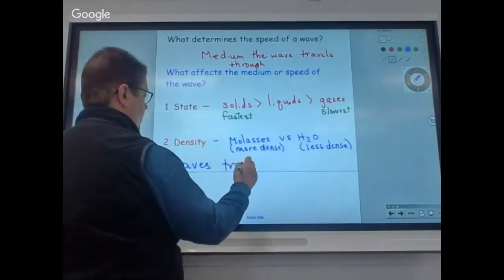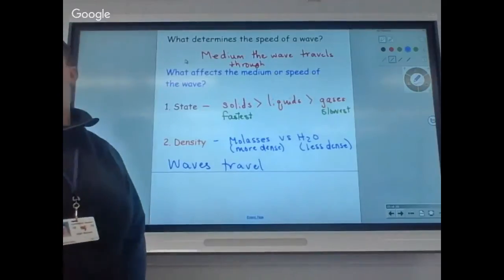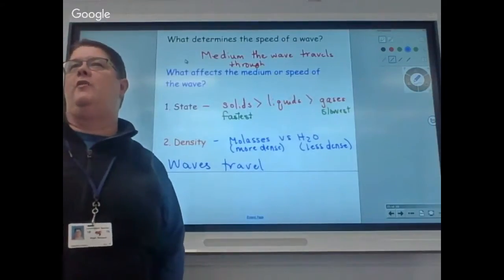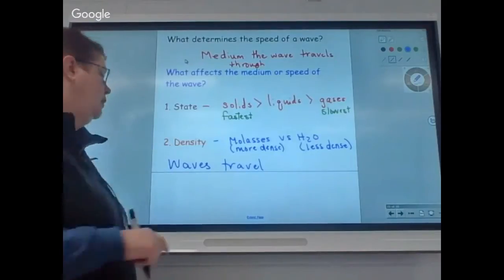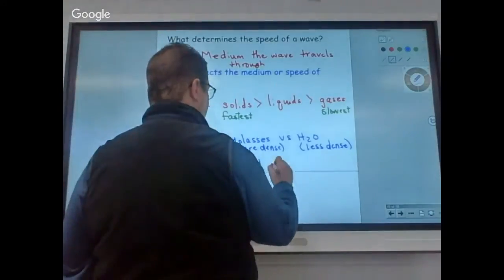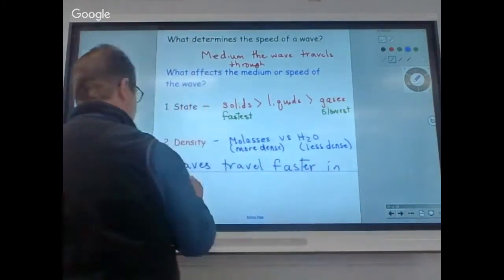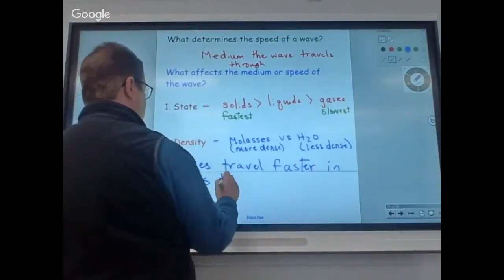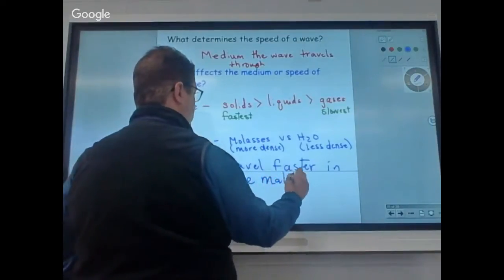Isn't it because solids have more circular waves than alcohol? Is that why? Well, it's all got to do with the concept of elasticity, which I'm going to do next, and that's the reason. Waves travel faster in less dense materials.